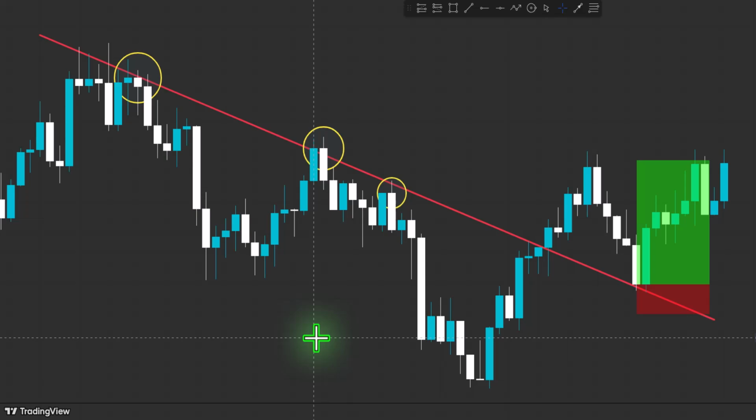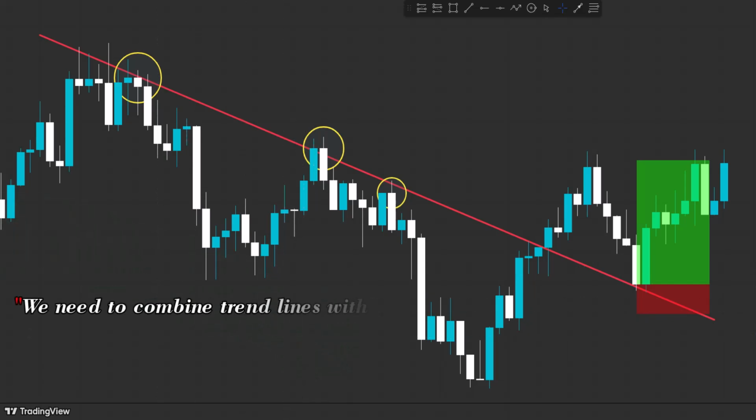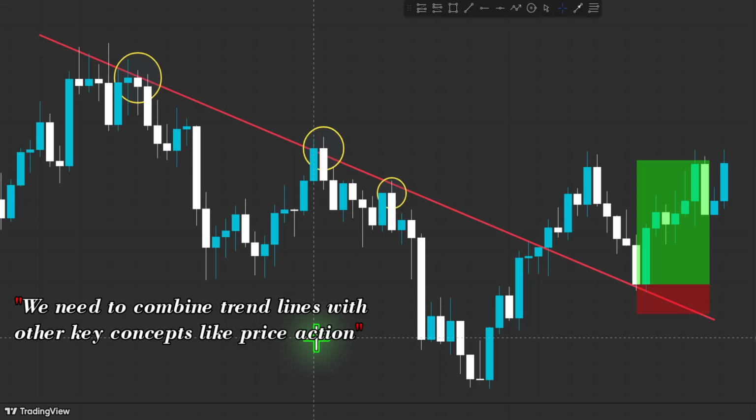But here's the catch. Real trading isn't that simple. The examples I showed you are ideal scenarios. In reality, we can't just blindly enter a trade every time price touches or breaks a trend line. These patterns rarely work on their own. To increase our chances of success, we need to combine trend lines with other key concepts like price action. And don't worry, we'll dive into that later in the video. But before we even think about trading with trend lines, we have to know how to draw them properly, because if you get this wrong, no strategy will work. So let me break it down step by step.